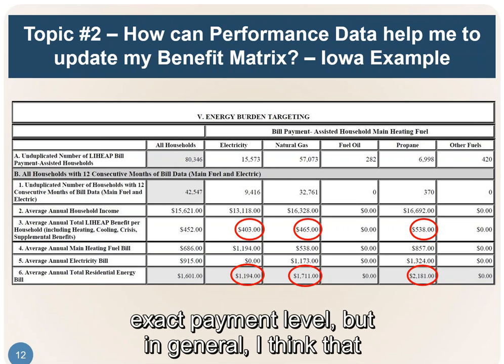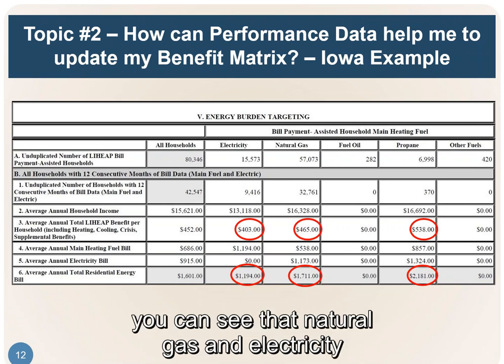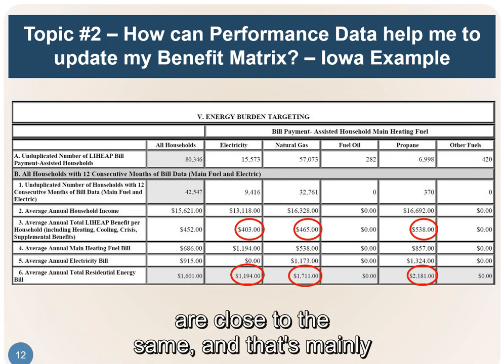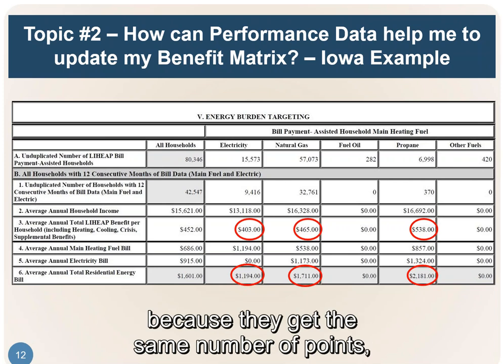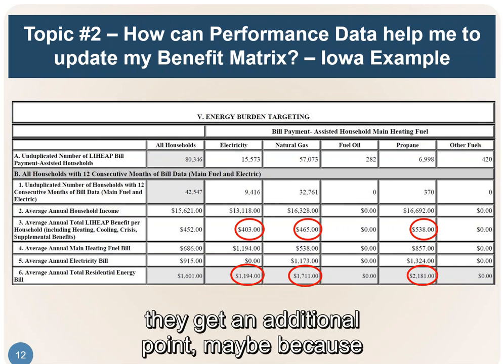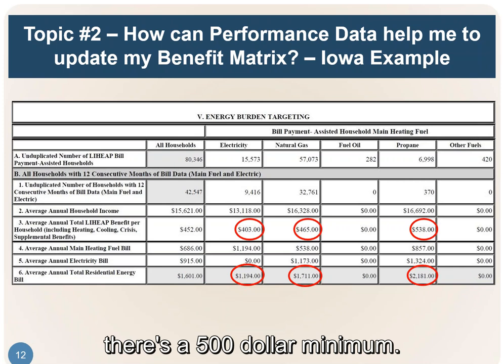But in general, I think you can see that natural gas and electricity are close to the same, and that's mainly because they get the same number of points. And that propane is a little higher, maybe because they get an additional point, maybe because there's a $500 minimum.